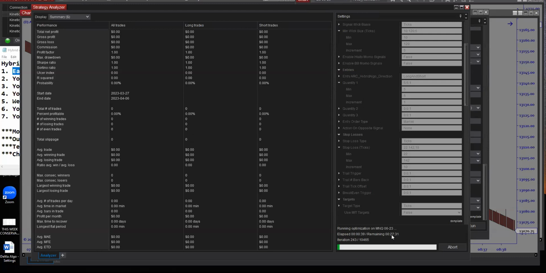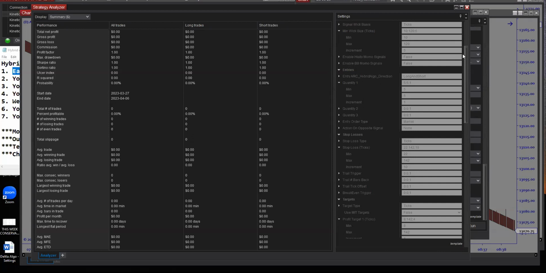So this is too long for the event, 27 minutes. So I'm going to cut the iterations down.